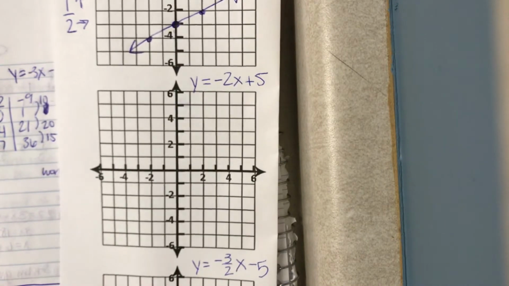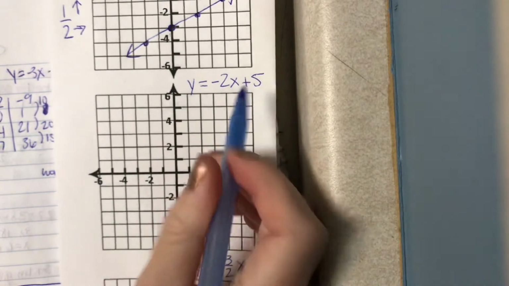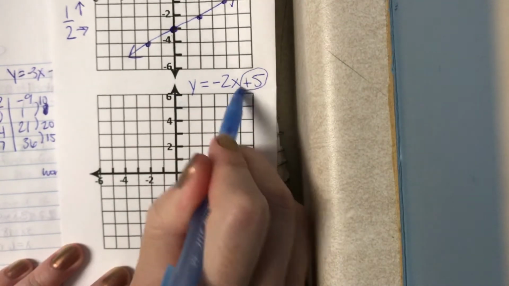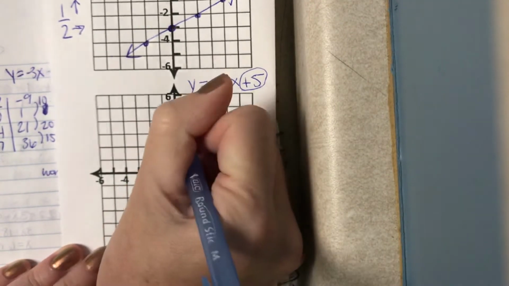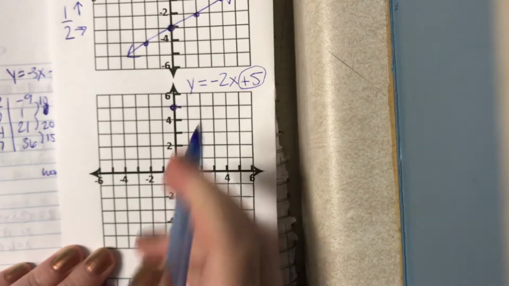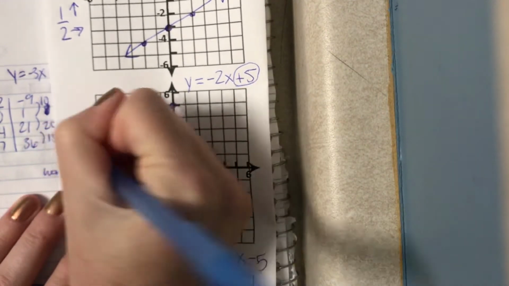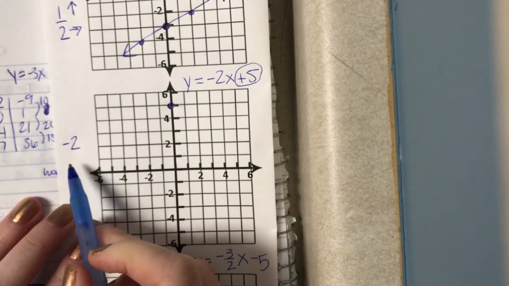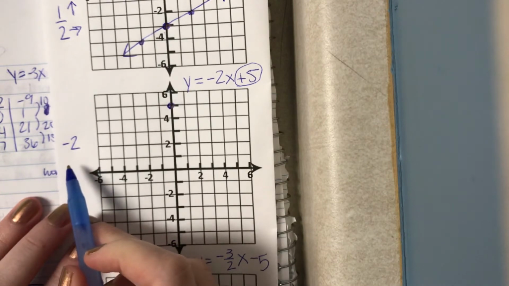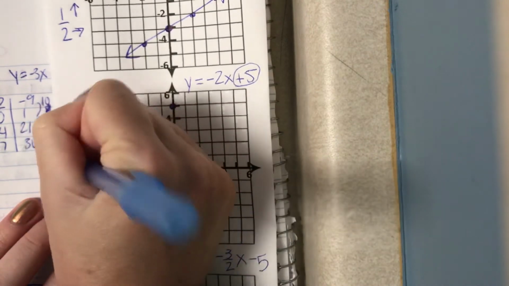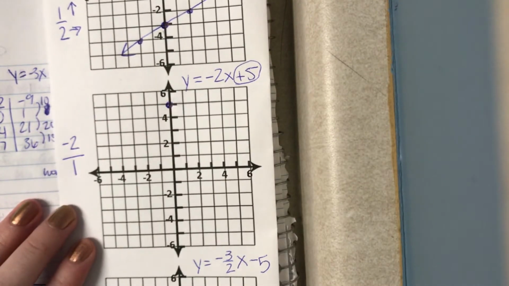All right, next one. Y equals -2x plus 5. So start with that y-intercept. So I'm starting at +5. And my slope is -2. Okay, so if I have just a number, like a plain number, not a fraction for the slope, you're going to make it into a fraction. So you're just going to put a 1 underneath. So -2 over 1 is equal to -2. So anytime you have a whole number, just put a 1 underneath.